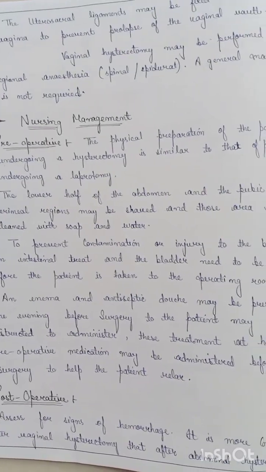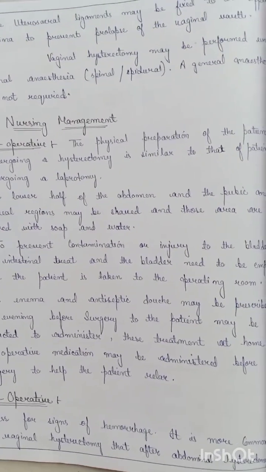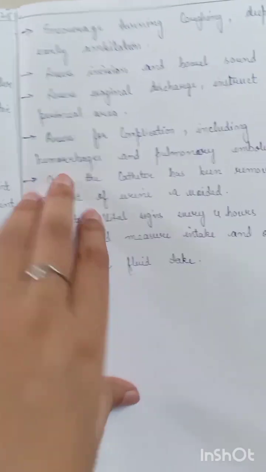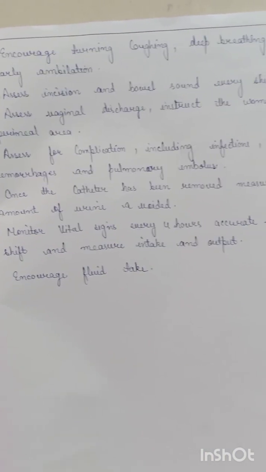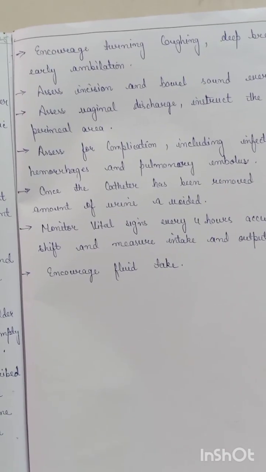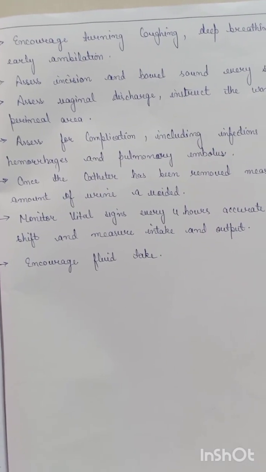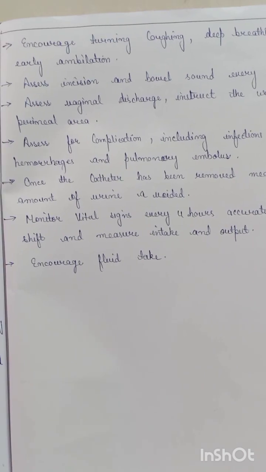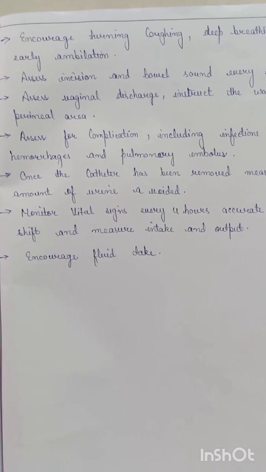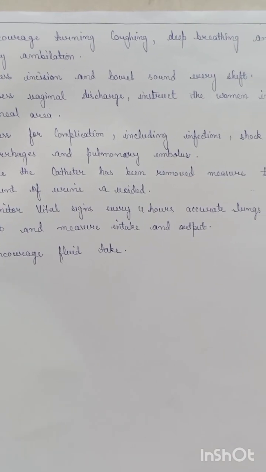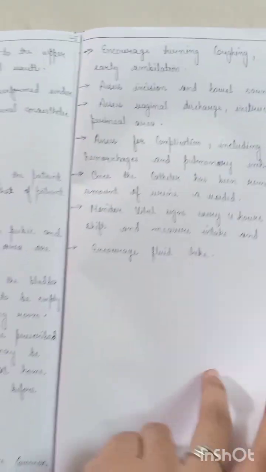Postoperatively, assess for signs of hemorrhage, which is more common after vaginal hysterectomy than after abdominal hysterectomy. Encourage turning, coughing, deep breathing, and early ambulation. Assess incision and bowel sounds every shift. Assess vaginal discharge. Instruct the woman in perineal care. Assess for complications including infection, shock, hemorrhage and pulmonary embolism. Once the catheter has been removed, measure the amount of urine voided. Monitor vital signs every 4 hours. Auscultate lungs every shift and measure intake and output. Encourage fluid intake.